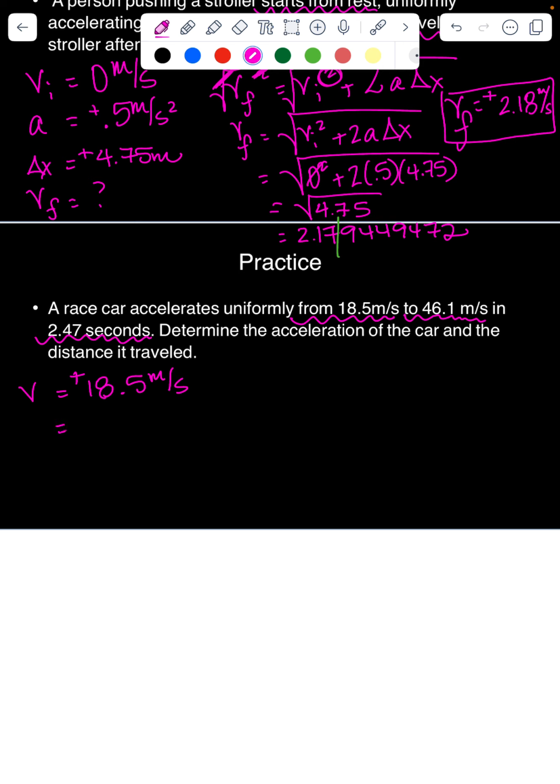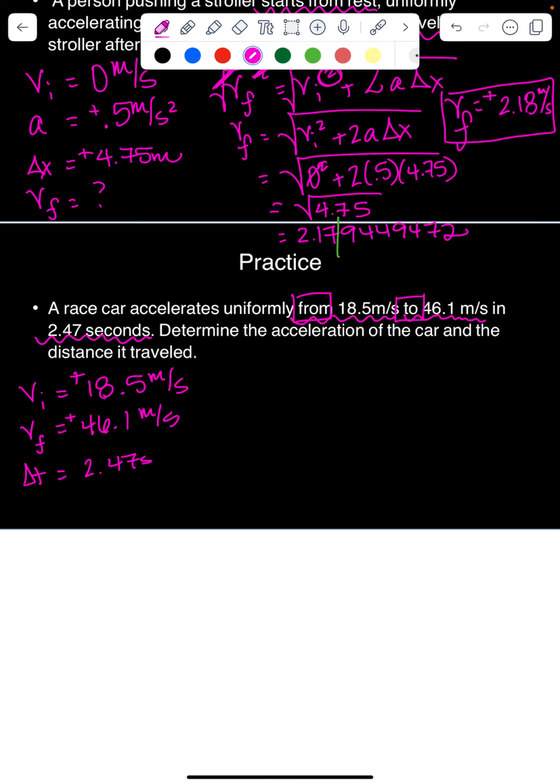Our next one is 46.1 meters per second. Yet again, that's another velocity. And again, we're going to assume it's going in the positive direction because I did not give you a direction. All right, now we can't have two just V's. We have to determine which one is initial and which one is final. So whenever it says from this to that, the from is going to be your initial, the to is going to be your final. And then we have 2.47 seconds. That is going to be our delta t. All right, so those are our three givens.